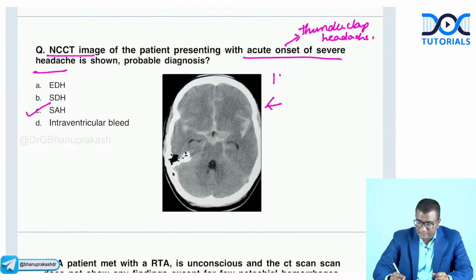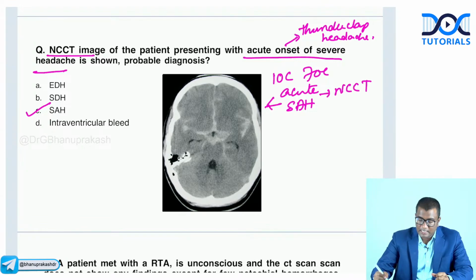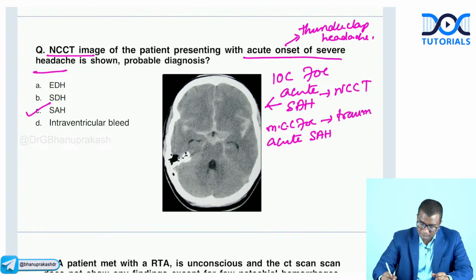Thunderclap headache. And remember the investigation of choice for acute subarachnoid hemorrhage. Because I told you, when you want to see anything white, you need to go for a non-contrast CT. And what is the most common cause for acute subarachnoid hemorrhage? This is trauma. What is the most common cause for spontaneous subarachnoid hemorrhage?